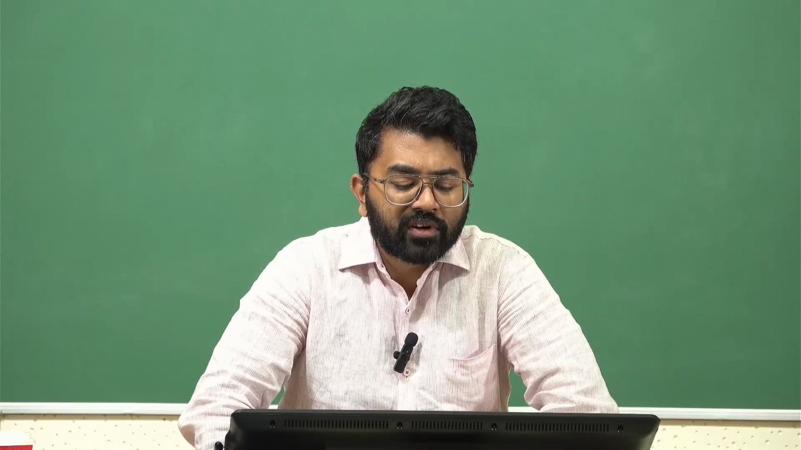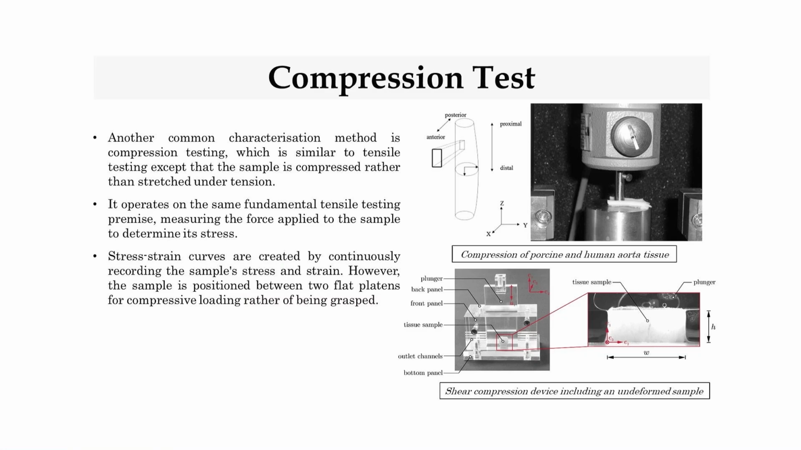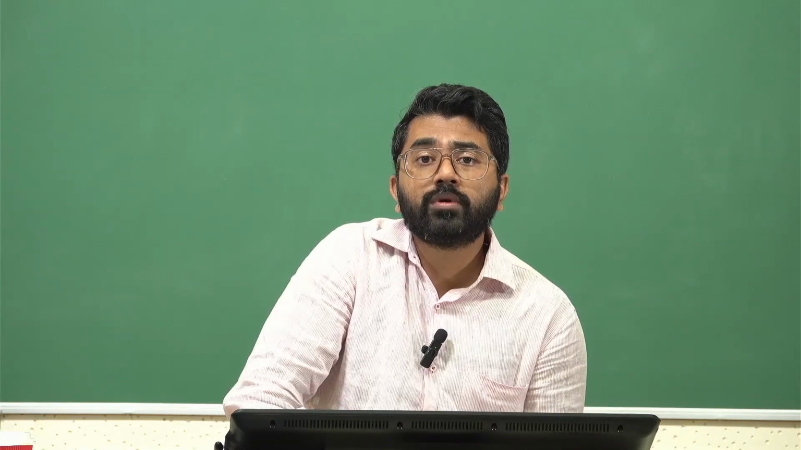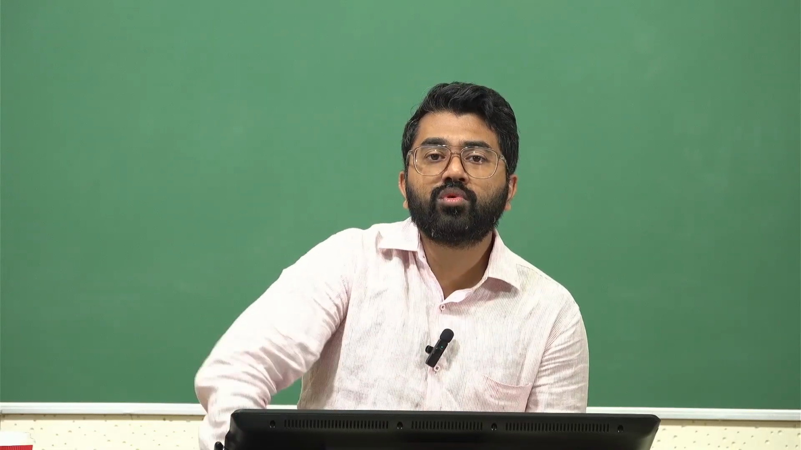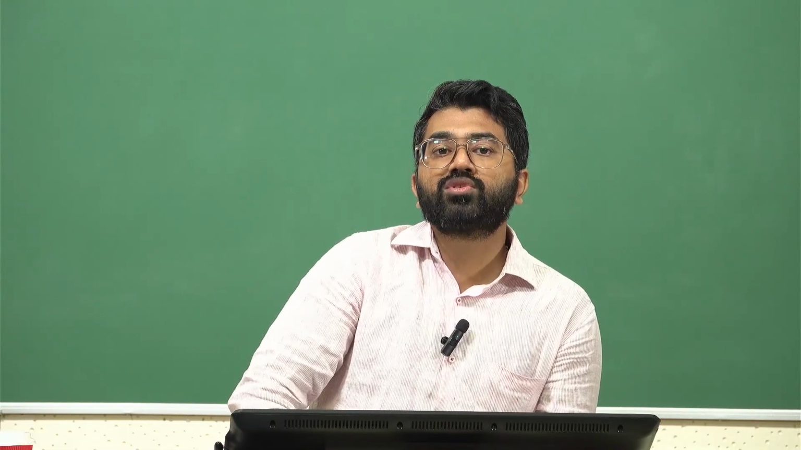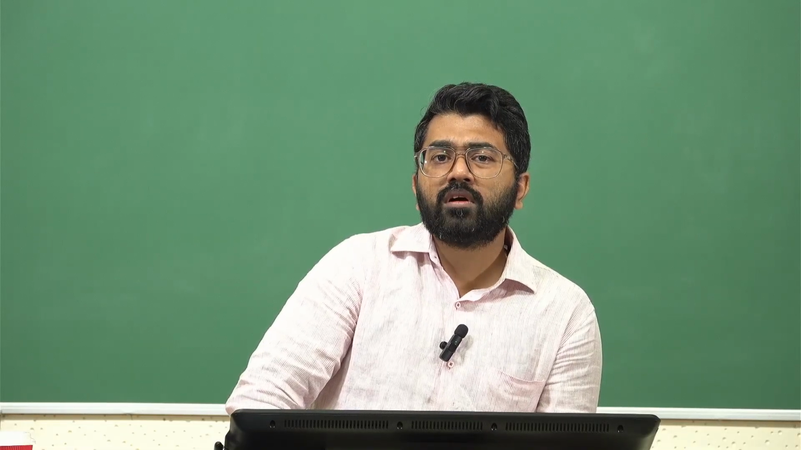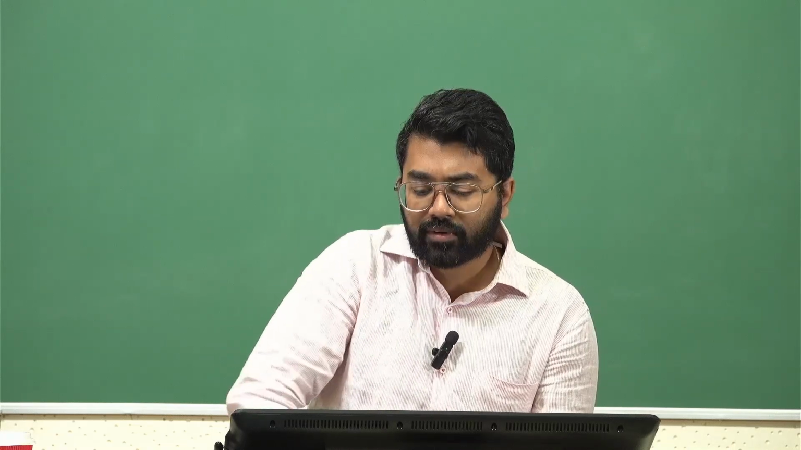The stress strain curves are created by continuously recording the sample stress and strain. However, the sample is positioned between the two flat plates for compressive loading rather than being grasped, right? So that I've already explained. Some of the compression tests of very soft materials, which are going to deform when you apply only a little bit of load, have to have very unique fixtures, or they need to have unique load cells. Very similar theory, just the way of doing it is opposite to the tensile, right?